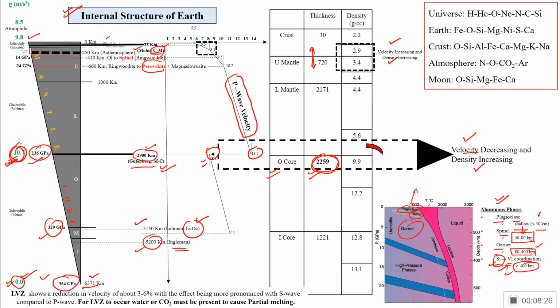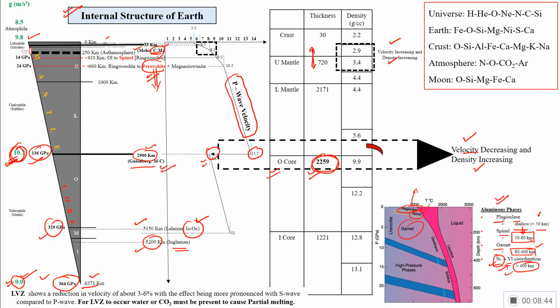There are various types of transitions. You can see olivine to spinel, then ringwoodite, then ringwoodite to perovskite. And this perovskite is the dominant mineral phase present in the mantle.